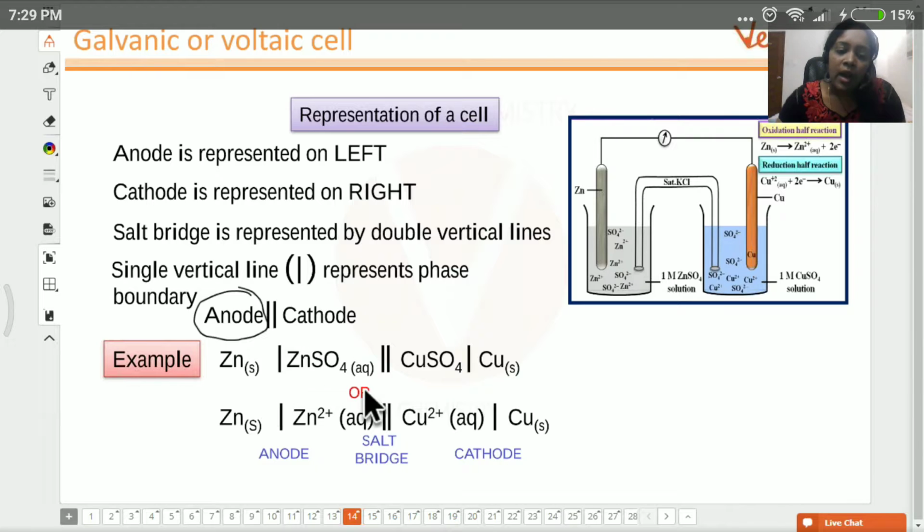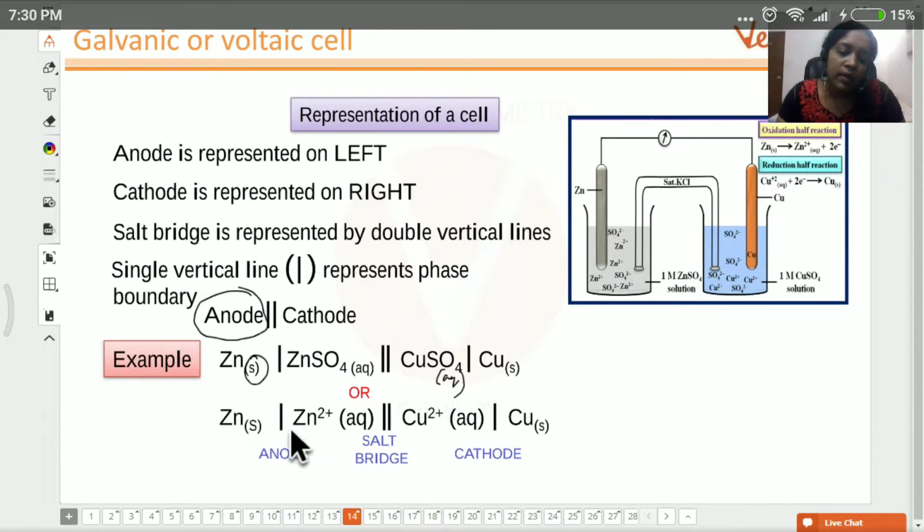So how do I indicate each of the electrodes? I also have to mention the electrolytes in which it is dipped. In this case it is zinc. Always mention the physical states: zinc solid, bar, ZnSO4 aqueous, because it is in a solution. Salt bridge. Copper sulfate, this should have been written aqueous, bar, Cu. So anode, salt bridge, cathode. That's how it always works.